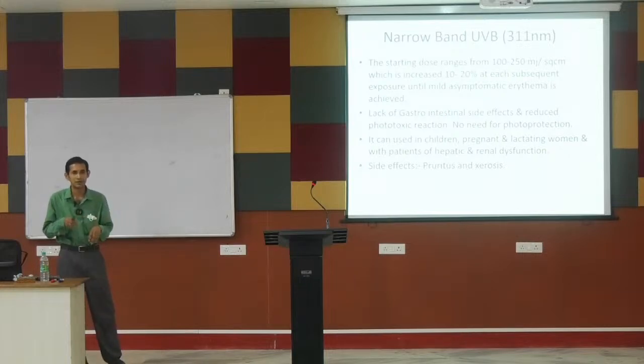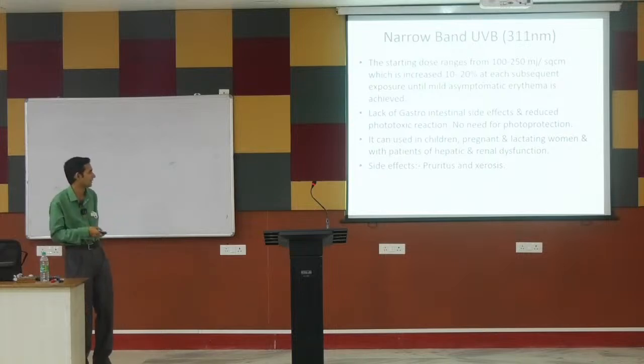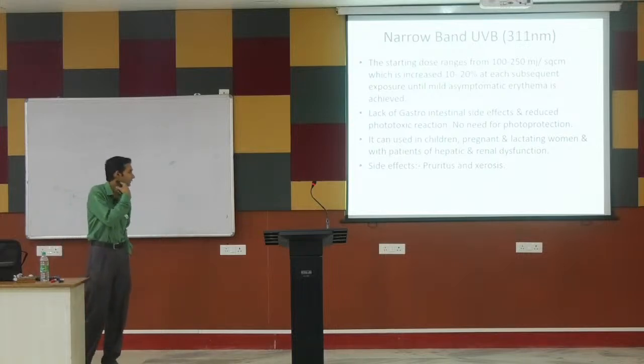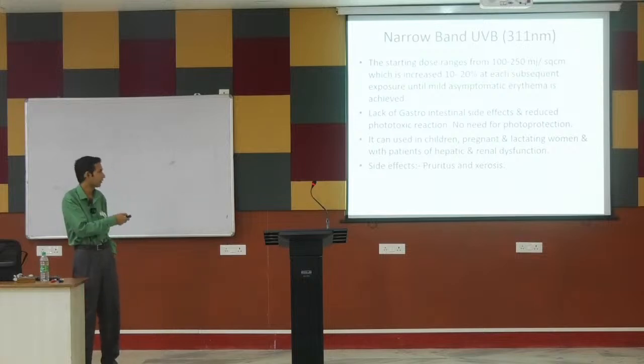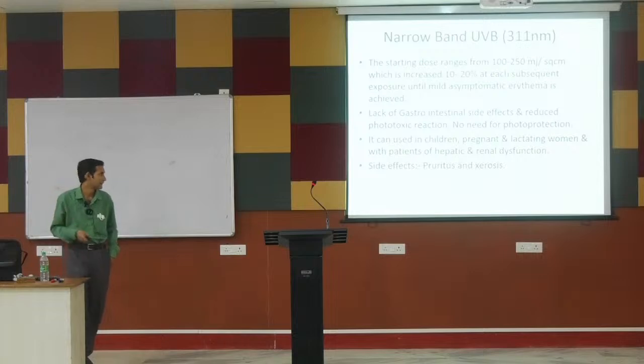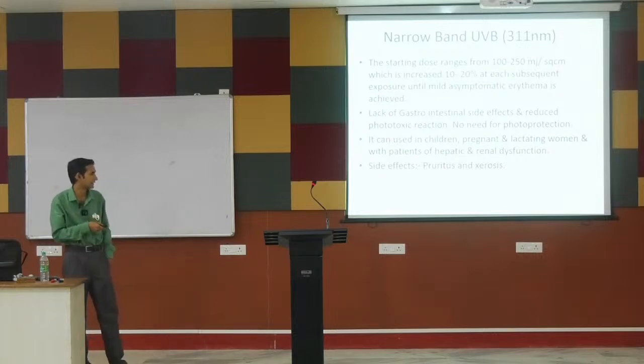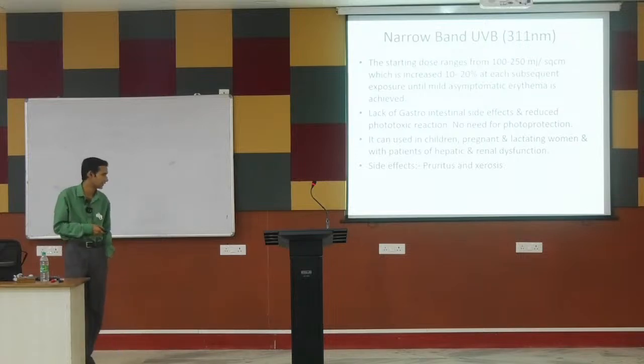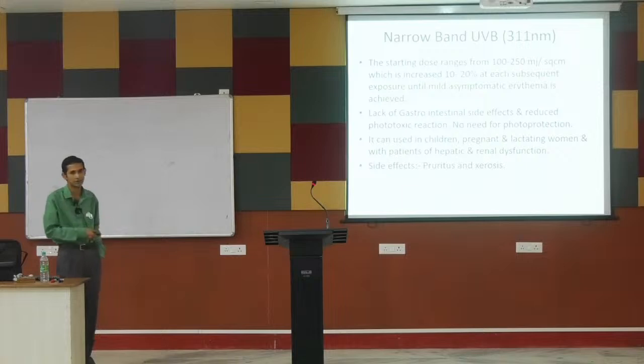There is a reduced phototoxic reaction. There is less chance of blister formation, because only a particular narrow band, only a particular wavelength, is given. This is more important: no need for post-treatment photoprotection. As we mentioned, in PUVA therapy photoprotection is needed, but in this case no photoprotection is needed. It is safely used in children, pregnancy, lactating women, and patients with liver and renal dysfunction. Narrowband UVB therapy is mostly used in these groups, with more than 20% body surface area in stable vitiligo.